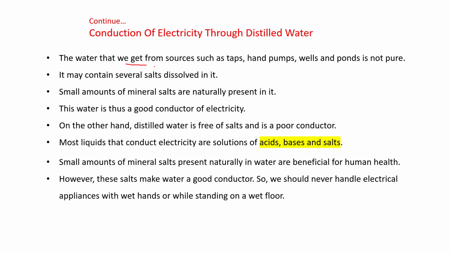The water that we get from sources such as taps, hand pumps, wells and ponds is not pure. It may contain several salts dissolved in it. Small amounts of mineral salts are naturally present in it. Thus, this water is a good conductor of electricity. On the other hand, distilled water is free of salts and is a poor conductor. Now, we can define what is distilled water. The water which is free from any type of dissolved salt is called distilled water. And when it does not contain any salt, it is a poor conductor of electricity.